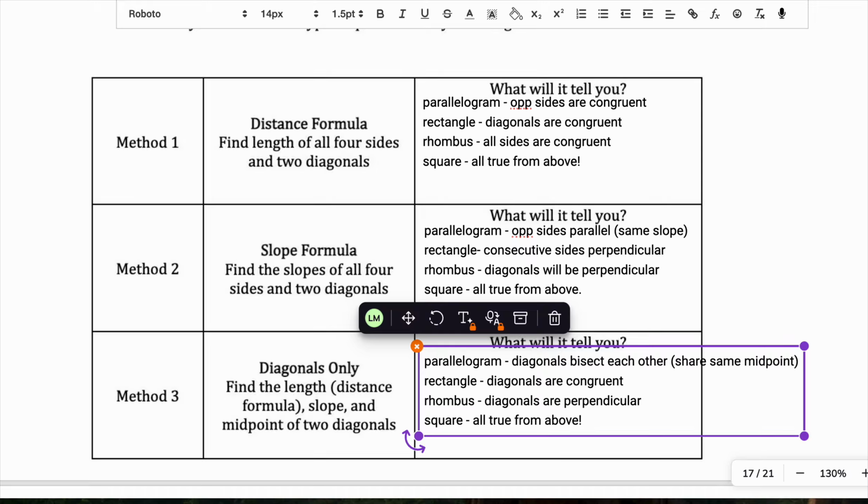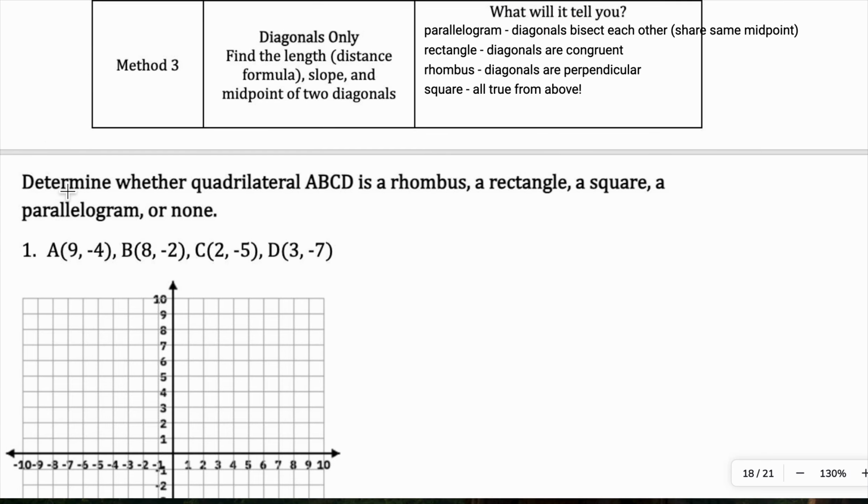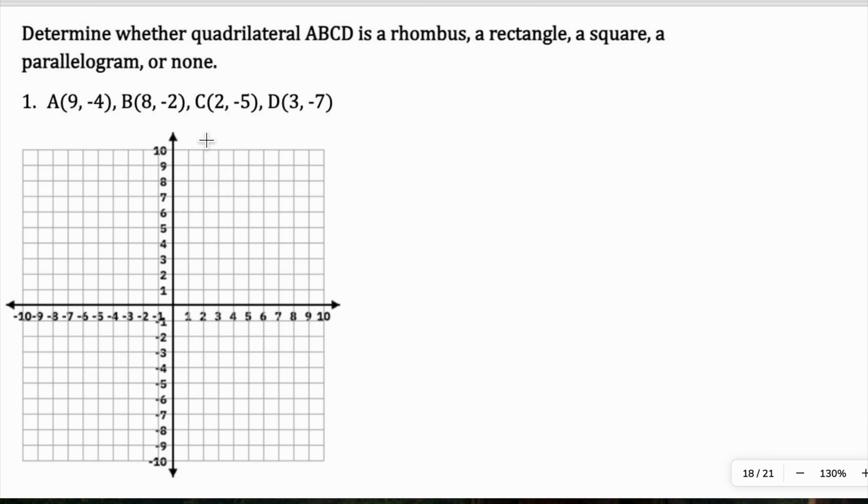Okay, so make sure you know your distance formula, your slope, and your midpoint, and then we'll get to it here in our next example. So each one of these says determine whether the quadrilateral is going to be a rhombus, a rectangle, a square, a parallelogram in general, or none. So the first thing I'd want to do is, since I'm giving you a coordinate plane to plot your points, let's go ahead and plot our points.